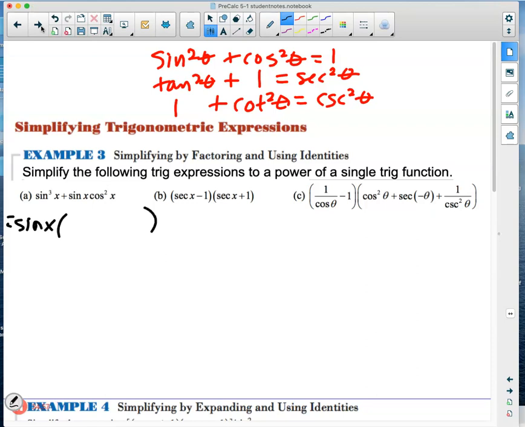Well, let's see what happens. So if I take 1 sine of x, that'll leave me with sine squared x plus cosine squared x. Hey, wait a minute. What's sine squared x plus cosine squared x? 1. And I have it to a power of a single trig function. Simplified. I look at b.